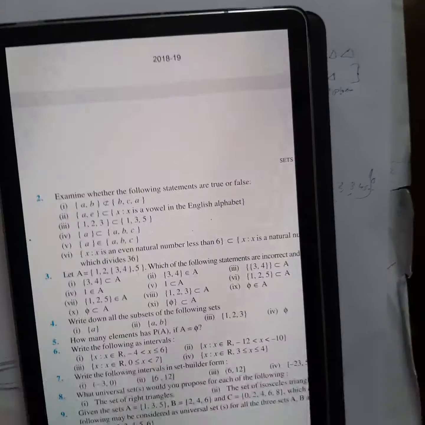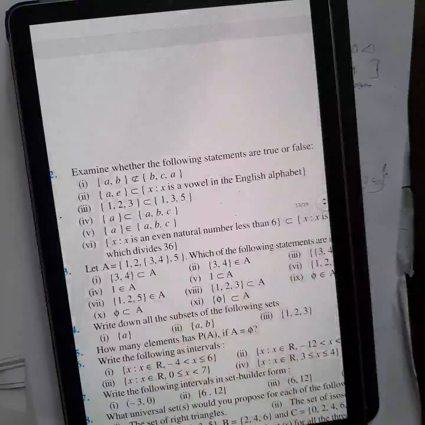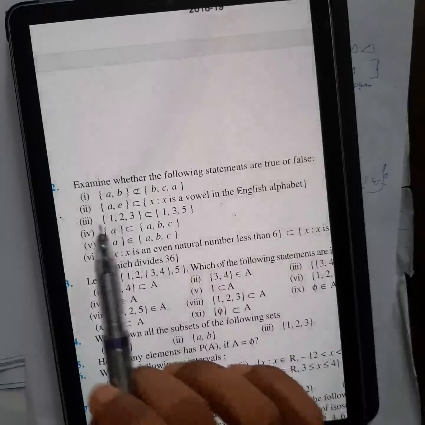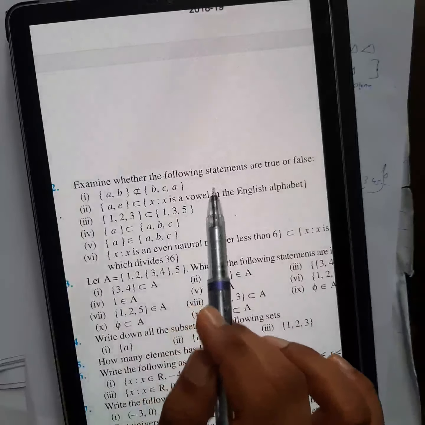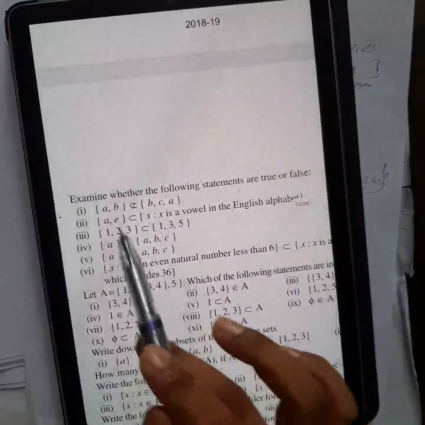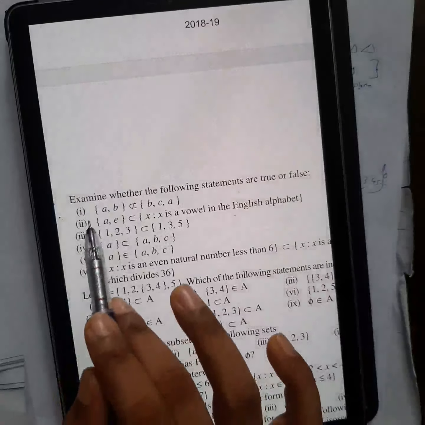Okay, so in the next question, I can do it directly from the ebook only, right? I don't have to write. You can understand this one easily. So what it says: examine whether the following statements are true or false. So you have to just say whether the given statement is true or false. So first question, what is it?